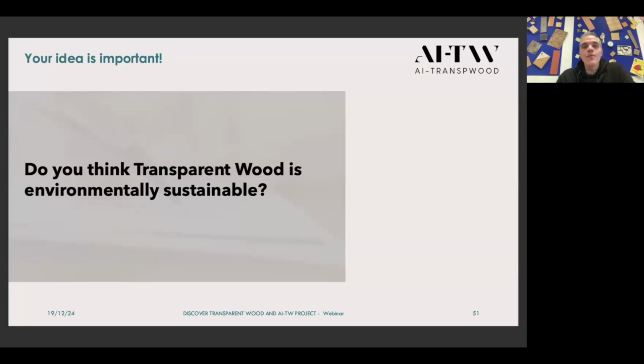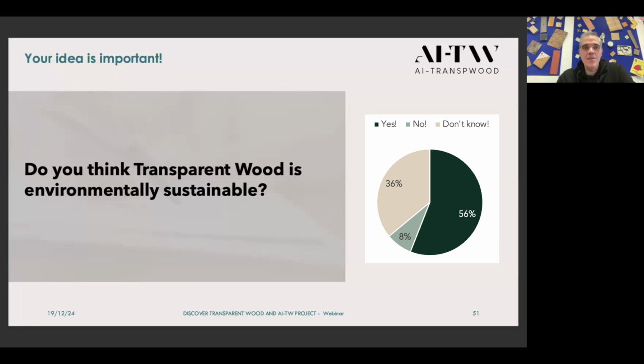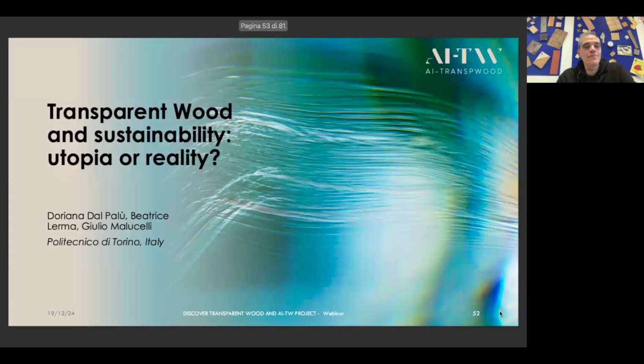So it seems that we are convincing most of the people who are expressing that wood could be a good answer also as regards sustainability. Two people are fully convinced that transparent wood is not sustainable at all, and some people are still without a clear idea on the sustainability. So we can go on and try to have a closer look at the possible sustainability provided by transparent wood. So my colleagues from Politecnico will start now.